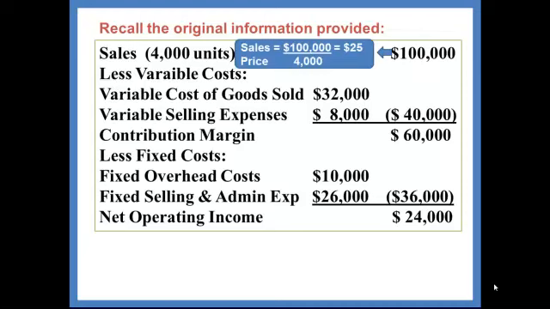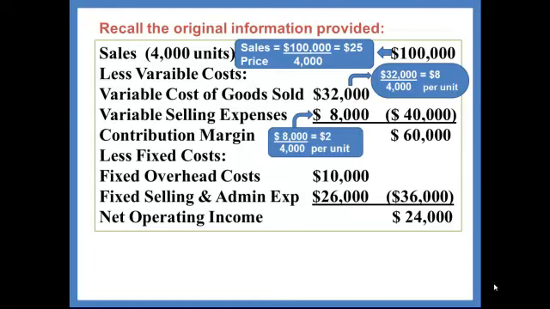But we can get our sales price per unit by taking the sales of $100,000 for 4,000 units to see that it's $25 per unit. Likewise, we need to do this for all of our variable costs. We can do this individually for the cost of goods sold, $32,000 for 4,000 units, says that variable cost of goods sold was $8 for each unit sold. Variable selling expenses can be computed by taking the $8,000 incurred to sell 4,000 units, or $2 per unit.